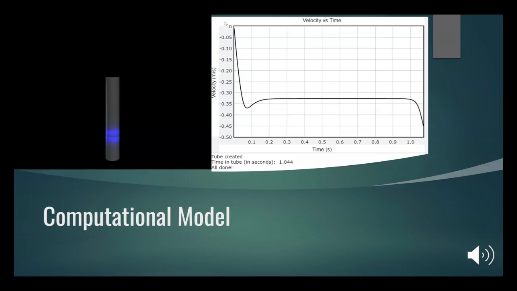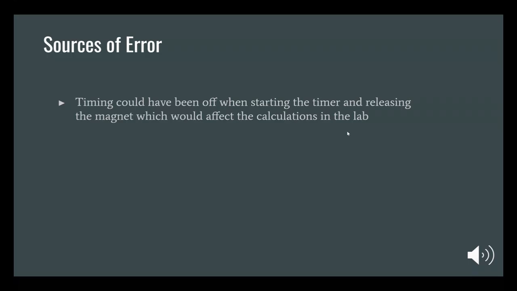So for the model, this is our tube over here. And through here we can see the velocity versus time graph charted with all of our data. Some sources of error in this could be that the timing could have been off when starting the timer and releasing the magnet, which would have affected the calculations in the lab.